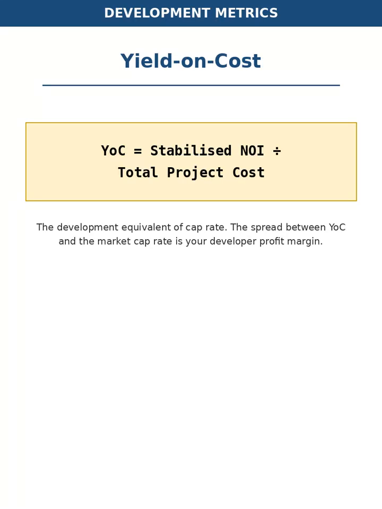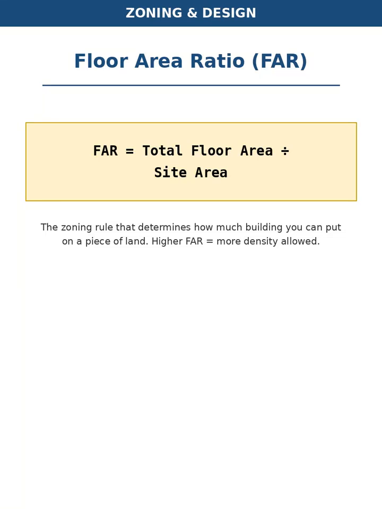Yield on cost. The formula is stabilized NOI divided by total project cost. This is the development equivalent of cap rate. The spread between your yield on cost and the market exit cap rate is your developer profit margin. If the market cap rate is 6% and your yield on cost is 8%, you've created 200 basis points of value through development. Floor area ratio, or FAR.